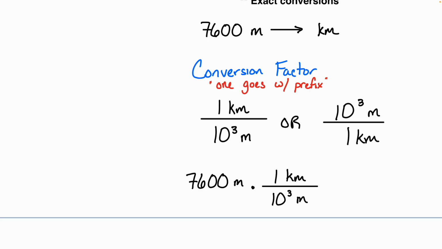And before I even do any math, before I punch this into my calculator, I can tell that this is set up correctly because meters are on the top, meters are on the bottom, which means that they cancel out, right? Anything divided by itself is just 1. So those two have now canceled out, and I'm left with units of kilometers here. Okay? So if we punch this into our calculator, we get 7.6. And again, paying attention to my units, my meters have canceled out, leaving me in units of kilometers.